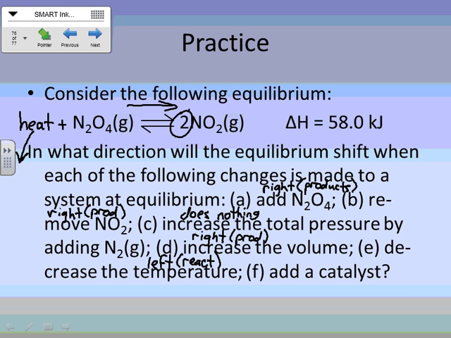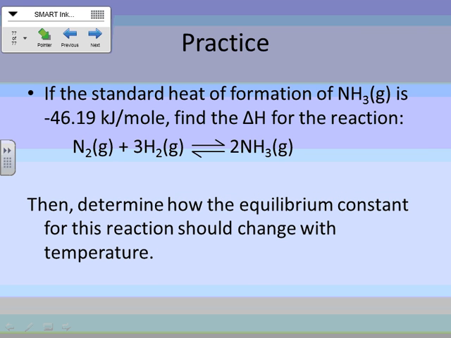What if we add a catalyst? Okay, catalysts do nothing to the equilibrium. They just make the system reach equilibrium faster. Okay? I said nothing. It says which direction does it shift? Which direction? Nothing. That doesn't really make sense, but you know what I mean. It's not going to shift either direction, okay?